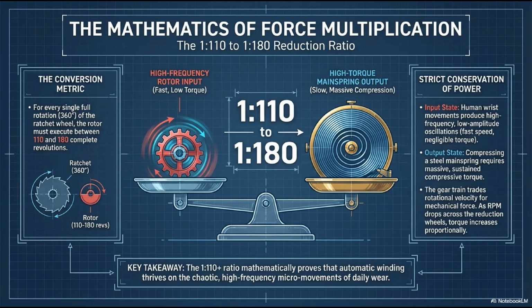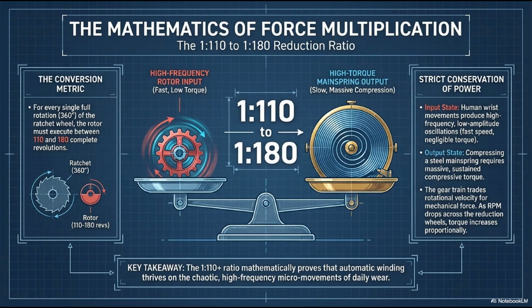Let's look closely at the mathematics of that force multiplication. I want to explain the incredible 1:110, up to 1:180 reduction ratio. Look at the conversion metric. For every single full, 360-degree rotation of the ratchet wheel, the rotor must execute between 110 and 180 complete, frantic revolutions. Why is this massive disparity necessary? It's about the strict conservation of power.